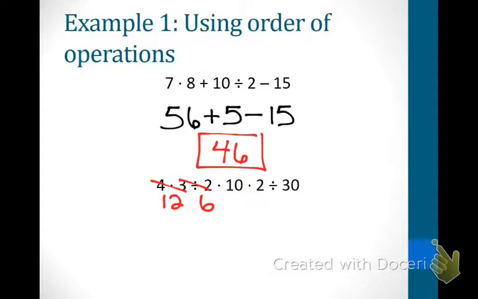Now 6 times 10 is what? 60. 60 times 2 is 120. And 120 divided by 30 is 4. Okay, so we just work it left to right, step by step, just continually working those terms until we get to the end and get an answer. All right.